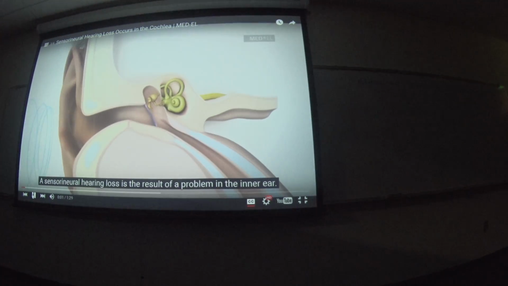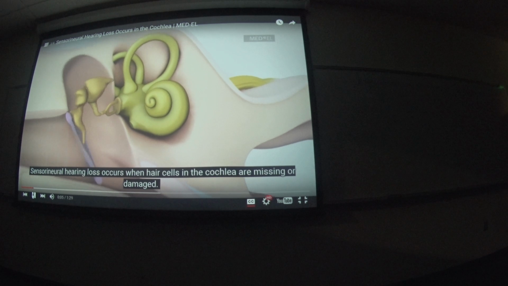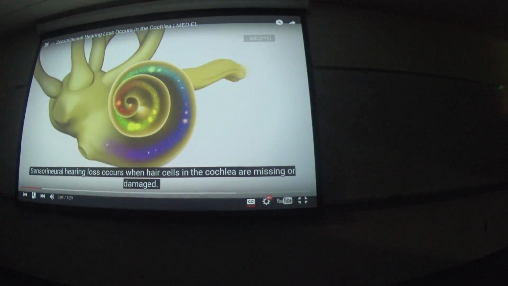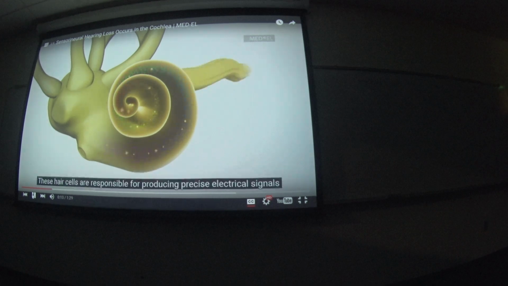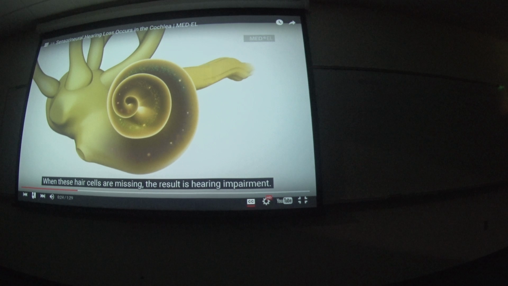A sensory neural hearing loss is the result of a problem in the inner ear. Sensory neural hearing loss occurs when hair cells in the cochlea are missing or damaged. These hair cells are responsible for producing precise electrical signals that the brain needs in order to interpret sound. When these hair cells are missing, the result is hearing impairment.